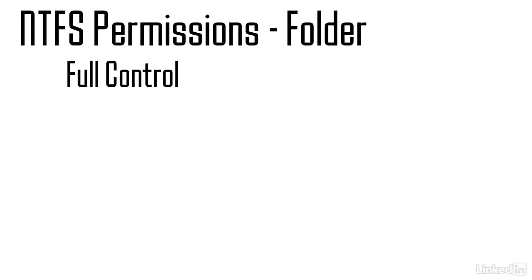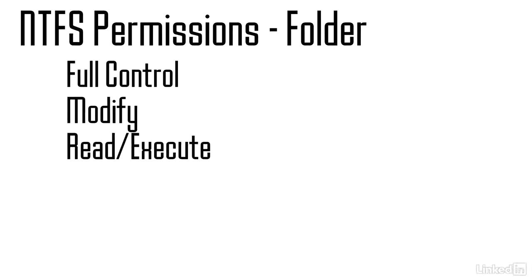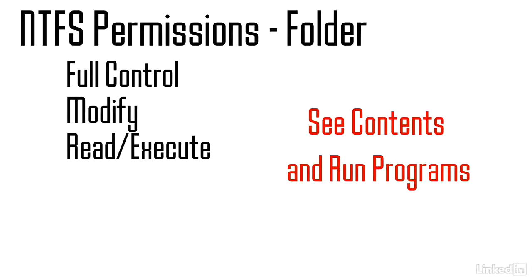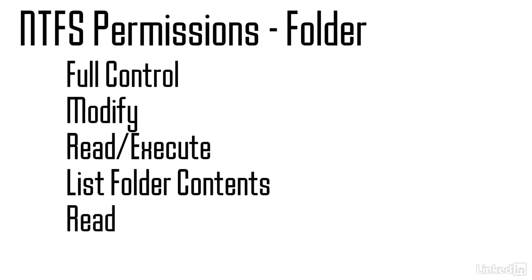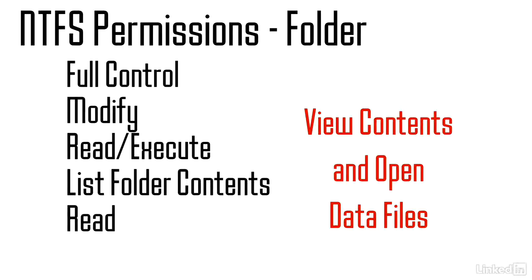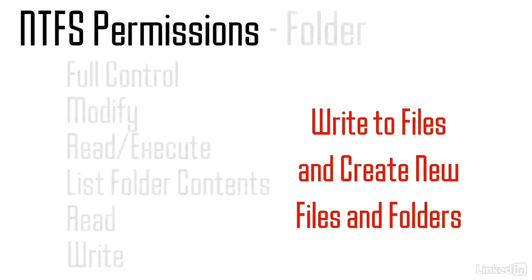So let's go ahead and take a minute right now and let's make sure you understand the basic NTFS permissions. NTFS permissions vary whether you have a folder or a file. Let's go through those. For a folder, first of all, full control means you can do anything you want. Modify enables you to read, write, and delete both files and subfolders within that folder. Read and execute enables you to see the contents of the folder and any subfolders, as well as run executable programs. List folder contents enables you to see the contents of the folder and any subfolders. Read enables you to view a folder's contents and open any file in the folder. And last, write enables you to write to files and create new files and folders.